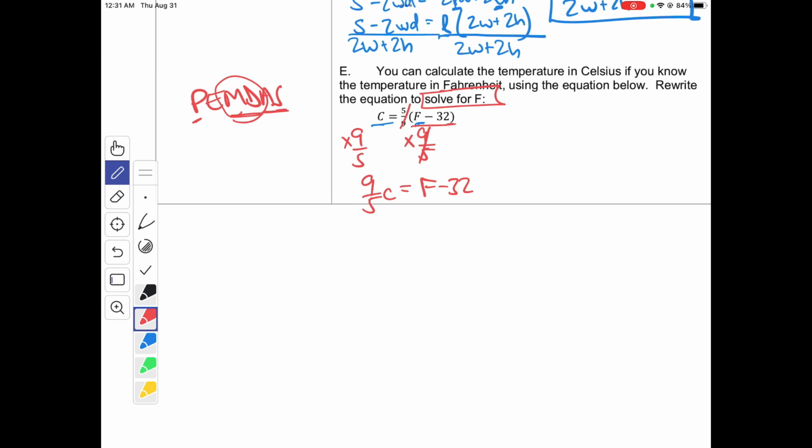Now I'm a lot closer to getting F all by itself. I can add 32 to both sides of the equation, and I get that F equals 9/5 C plus 32. And that is how you convert to degrees Fahrenheit. If you're given degrees Celsius, you can calculate your degrees Fahrenheit using this equation. I hope this helped.